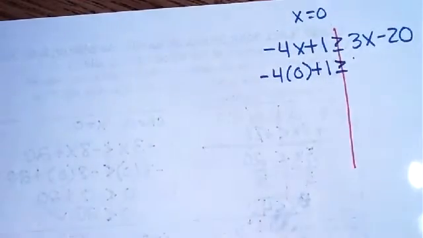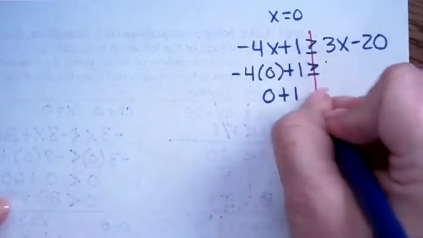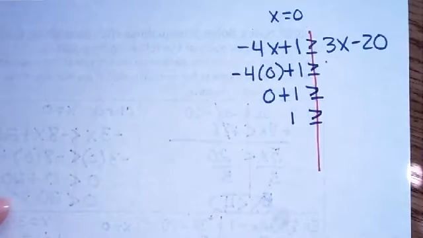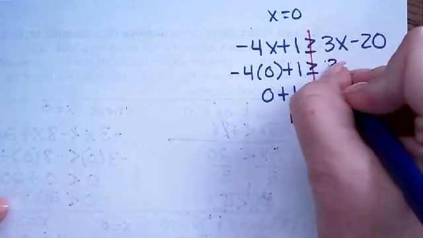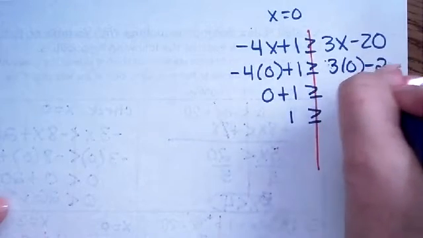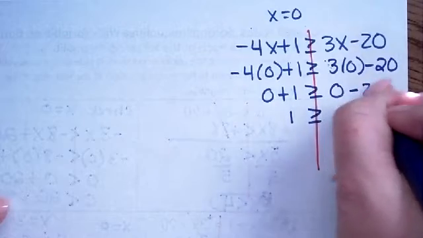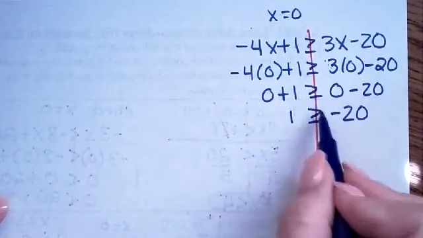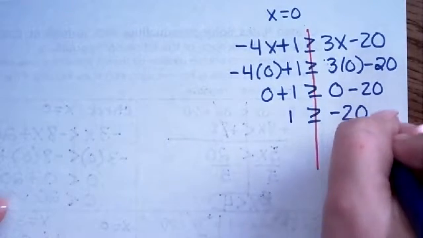Okay, now again, I'm going to work on one side of the river. So right here, -4 times 0 is 0 plus 1. Well, 0 plus 1 is 1, just like that. Okay, now over on this side, I'm going to do 3 times 0 minus 20. 3 times 0 is 0 minus 20, and that makes it -20. Now, take a look. Is this true? Is 1 greater than or equal to -20? Yes, positives are always greater than negatives, so that checks out.